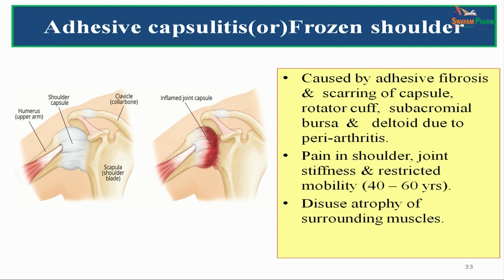Adhesive capsulitis is otherwise commonly known as frozen shoulder. It is caused by adhesive fibrosis or scarring of the capsular tissue. There is also scarring of the rotator cuff, subacromial bursa and deltoid due to periarthritis. There is severe pain in the shoulder, joint stiffness and restricted mobility. Because of pain, the patient does not move the shoulder joint, so there is restricted mobility as well, commonly occurring in the age group between 40 to 60 years. Due to excessive pain and restricted mobility, there is disuse atrophy of the surrounding muscles in the shoulder region. So, that is the inflamed joint capsule.